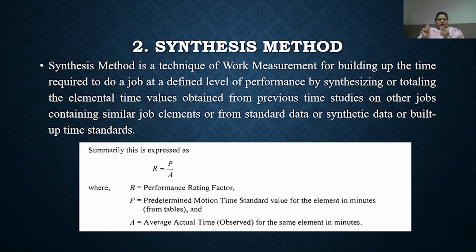Next is P. What is the P in this? R equals performance rating factor, P equals predetermined motion time standard. It means in the previous work done by the worker, we check how much time he takes in a particular task. Next is A. A is equal to the average actual time observed for the same elements in minutes. Here we can easily calculate R, the performance rating factor.